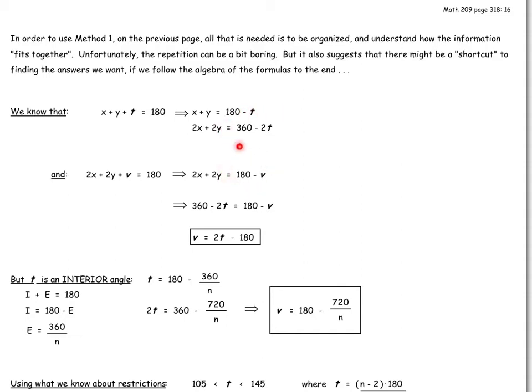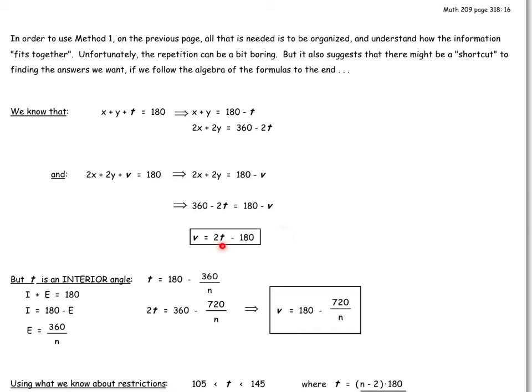So it's 360 minus 2t, and it's 180 minus v, so now let's put the two together. And when we solve for v, we get that v is equal to 2t minus 180. So if you wanted to stop here, you already have a bit of a shortcut. You can go straight from the t angle to the v angle directly. And if you'd like to stop now and test that out, you absolutely should. This is much quicker than what we did on page 1, but it can be quicker still.